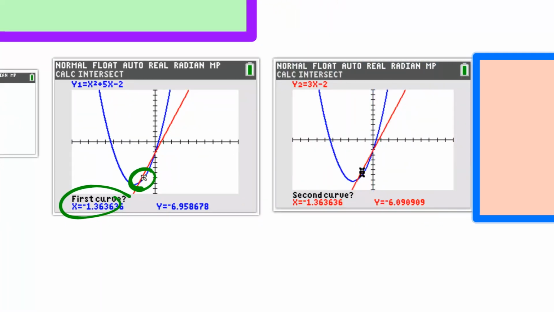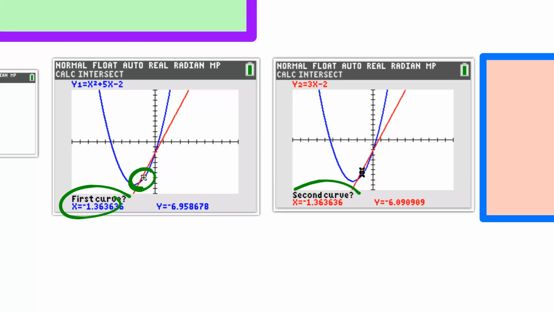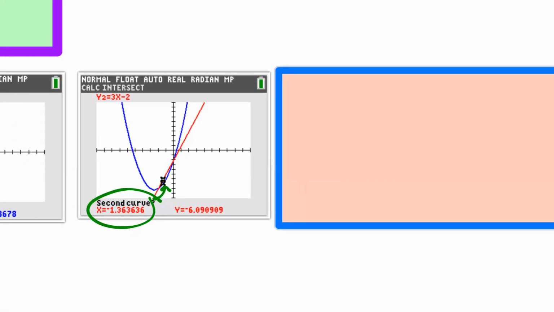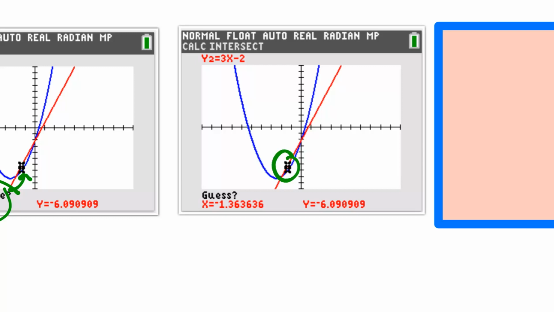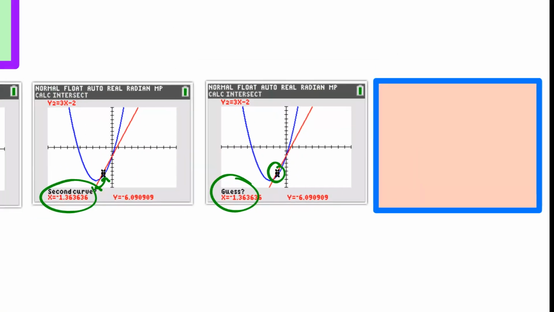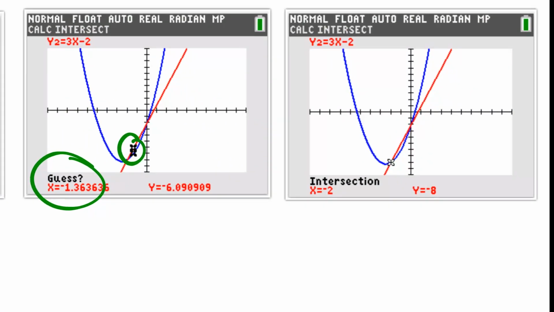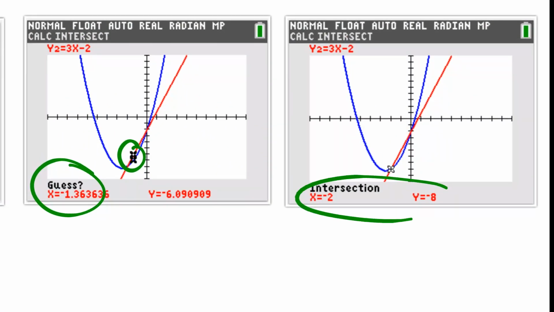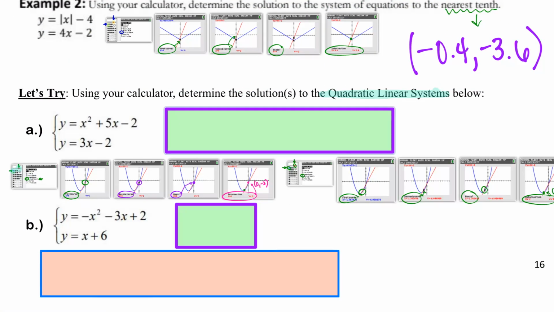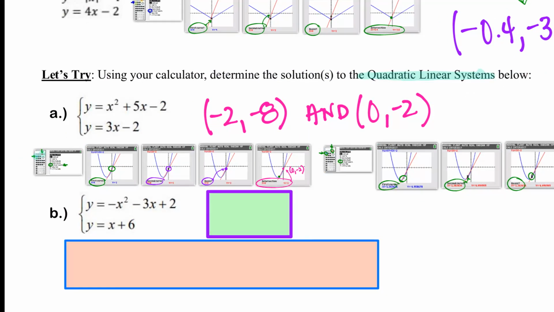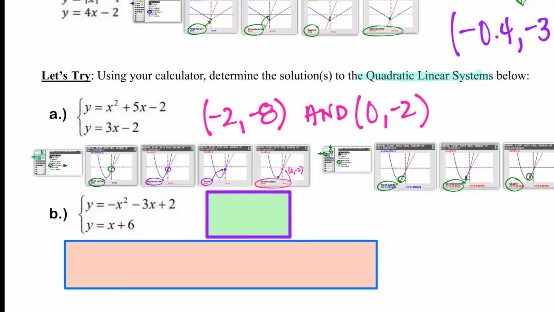So first curve, second curve, or second equation, right? That point is going to jump. Should still be around the same spot. And the guess does not matter. As long as you're around that same spot, the guess will give you the second point of intersection, which is -2, -8. Okay? So it gives you both points of intersection. As long as you do it twice, you get -2, -8, and 0, -2.